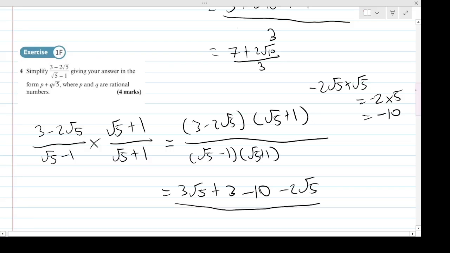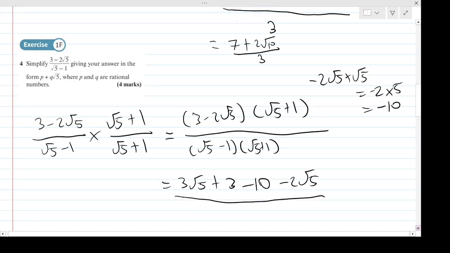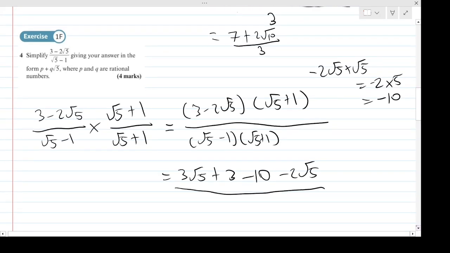And then the bottom, again, I'm going to have difference of two squares. So I'm going to have root 5 squared, which should just go to 5, right? And then minus 1 squared, which is going to be 1. And that will go to 4, okay? Because 5 minus 1 goes to 4. Okay, cool. So let's clean up the top bit a little bit.